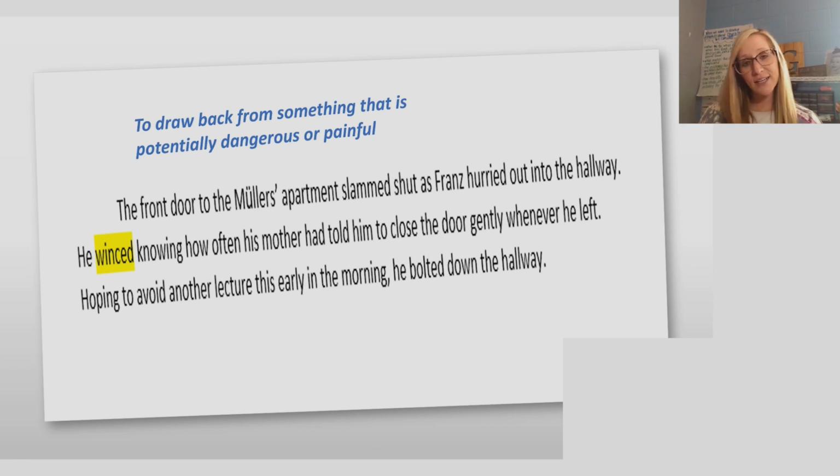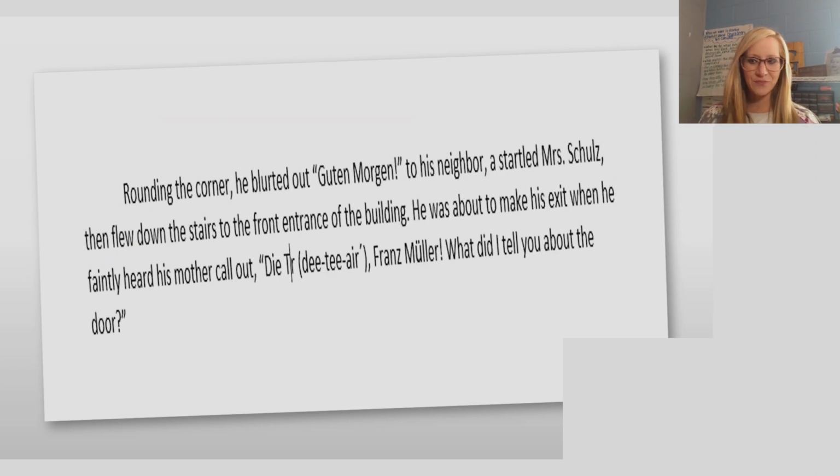Have you ever had a shot at the doctor's office? You know the pain is coming and you just can't help but wince. The way that the word is used in this sentence tells me that people can wince at things that are emotionally painful, things that hurt their feelings, not just physical pain. So let's continue in our story.